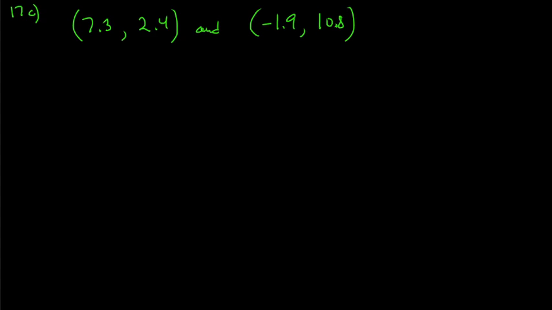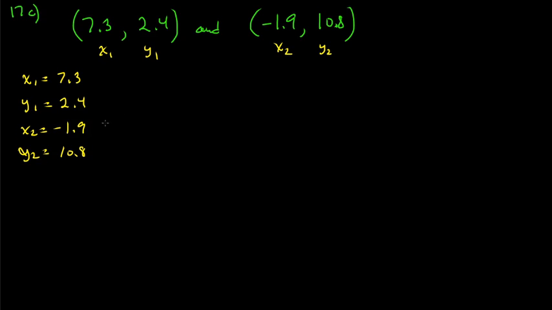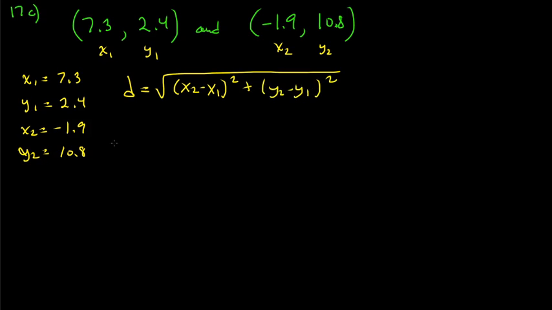Okay, so these are the 2 points, right? This is our x1, y1, x2, y2, and I'm going to write them down just so I know which is which. x1 is 7.3, y1 is 2.4, x2 is negative 1.9, and y2 is 10.8. So we're looking for the distance. Here's the distance formula again. X2 minus x1 squared plus y2 minus y1 squared, all under the square root.